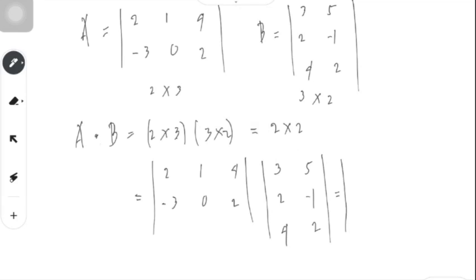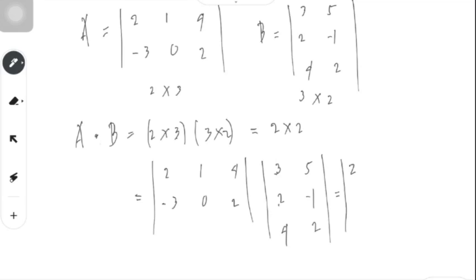You have to take the algebraic sum of the products of all the elements on the first row distributed to all elements on the first column of the second matrix. So, 2 times 3, that is 6, plus 1 times 2, plus 4 times 4. How much is that altogether? 24, sir. 6 plus 2 is 8, 8 plus 16 is 24.